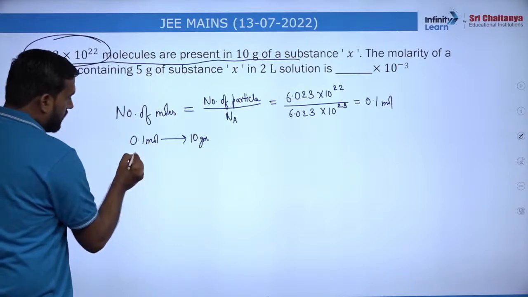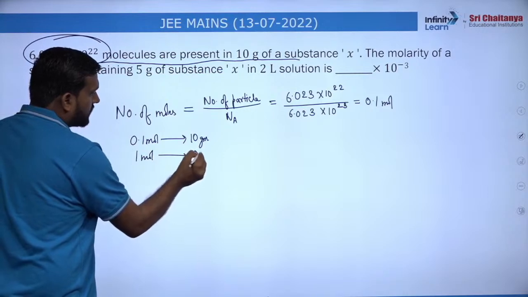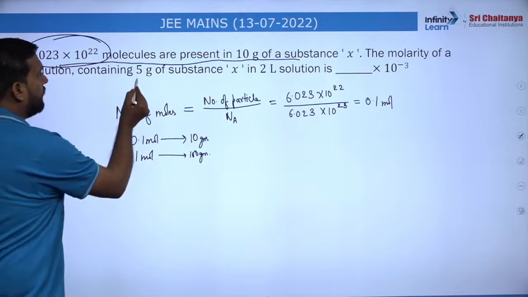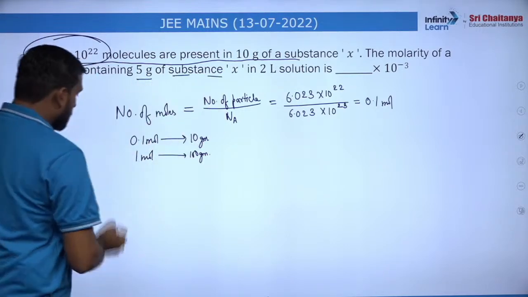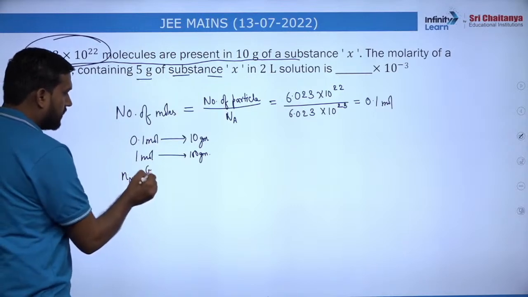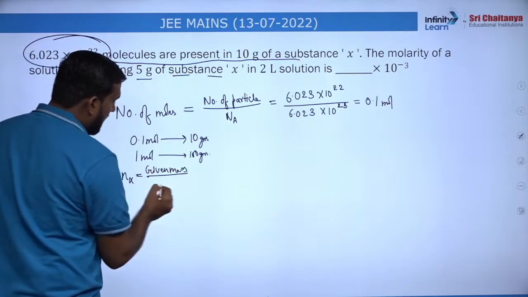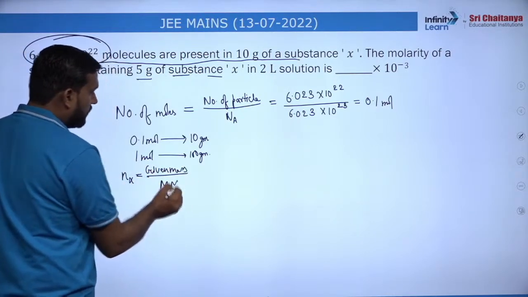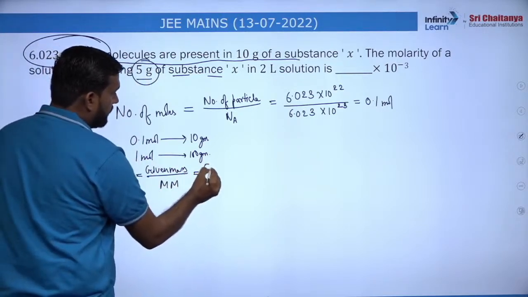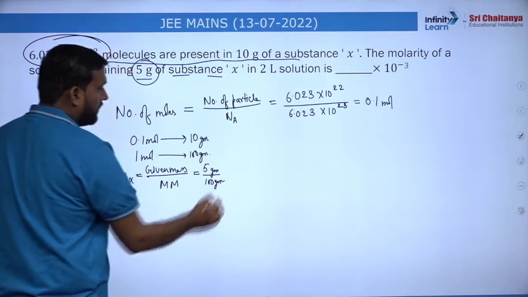Okay, so 1 mole is basically equal to 100 gram. Now the molarity of 5 gram of the substance. Can I find out the moles of X? Yes, I can. It will be equal to the given mass of the solute divided by the molar mass. The given mass is 5 gram, so it will be 5 gram divided by 100. So this will be the moles of X.